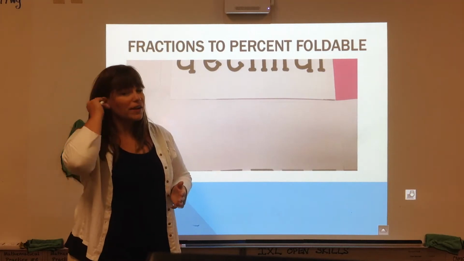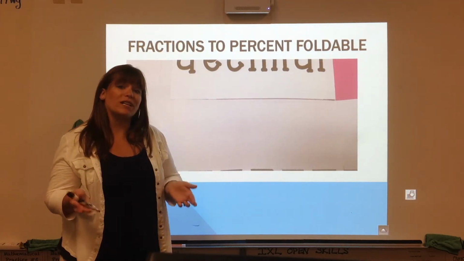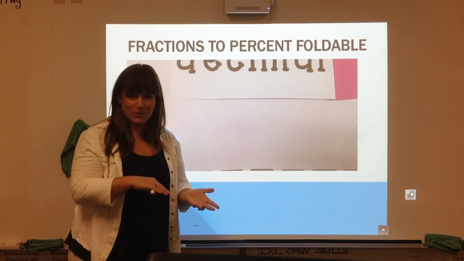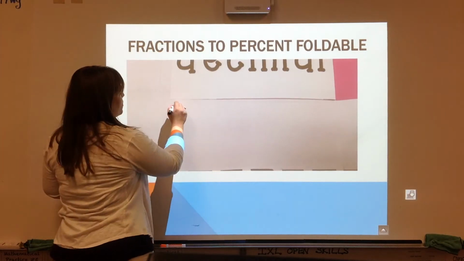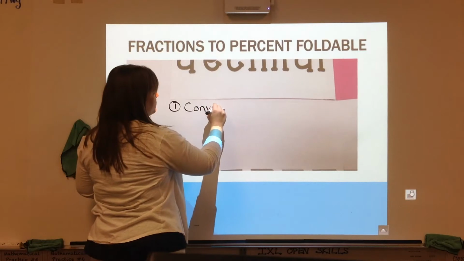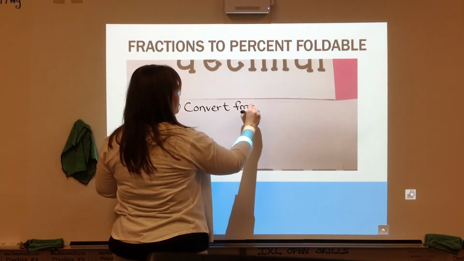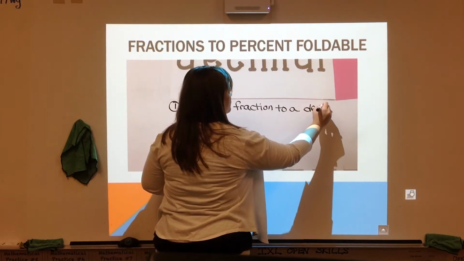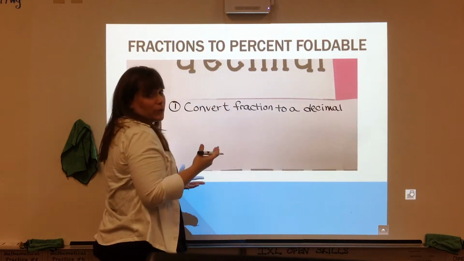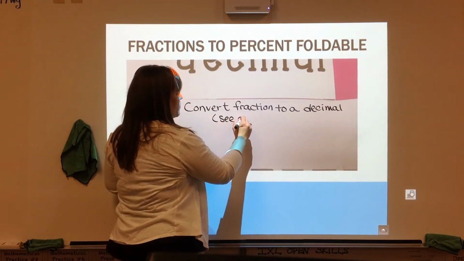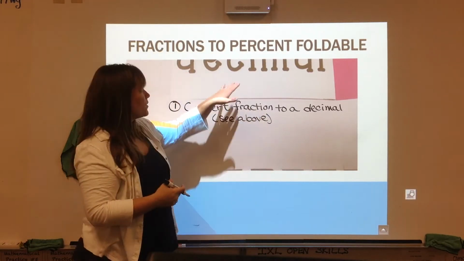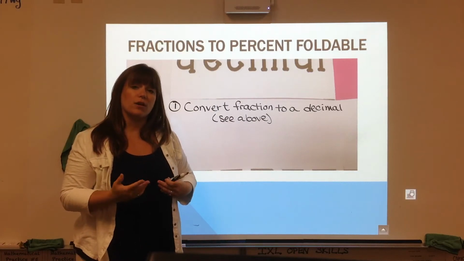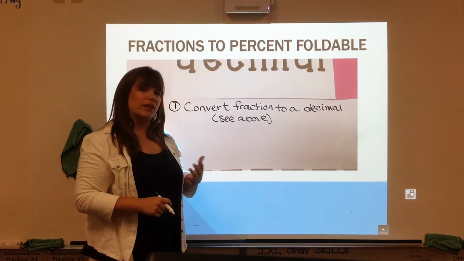When you have a fraction and you're asked to answer the question, what is this fraction as a percent, you first need to convert it to a decimal. So it's exactly what we did yesterday. So number one, we're going to convert the fraction to a decimal. And how do you do that? Well, we're going to write C above, under this door, right above it, we went through the directions on how to convert a fraction to a decimal. So that's the first step.